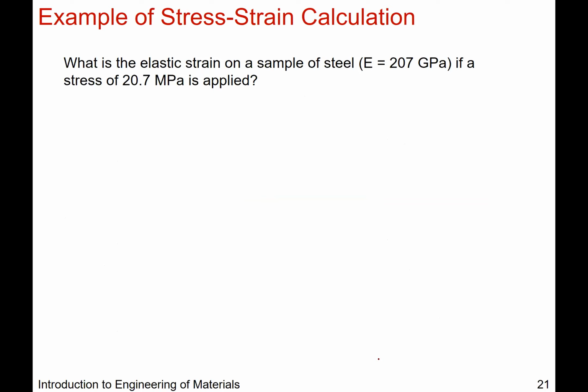Okay. So we can do a sample problem where we're asked to use the values of the stress strain curve to calculate some mechanical properties. So the first part is, how do we calculate the elastic strain epsilon of a sample of steel if we know its elastic modulus is 207 gigapascal, and that we've applied a stress load of 20.7 megapascal?